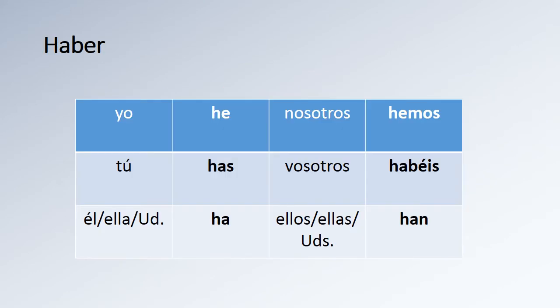The verb haber is totally irregular. Yo he, tú has, él, ella, usted ha. Nosotros hemos, vosotros habéis, ellos, ellas, ustedes han. Remember that the H in Spanish is silent.